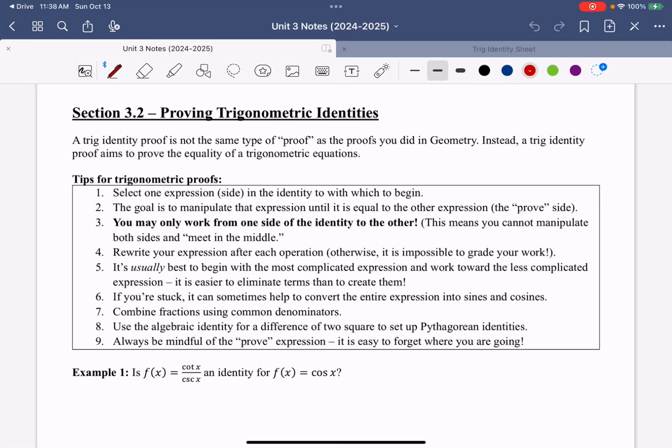Hey everyone, in this video we're going to discuss section 3.2, which is about proving trigonometric identities. Now, you might be hearing the word proof, and you might be having a flashback to your geometry days, for better or for worse. Don't worry, these proofs are not the same.